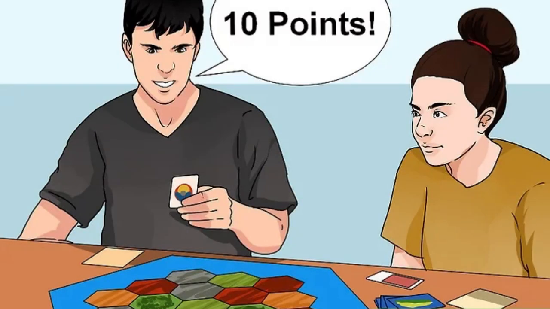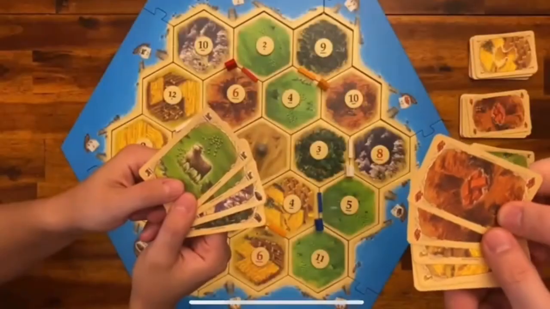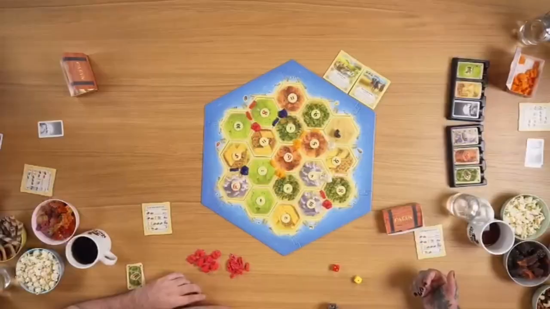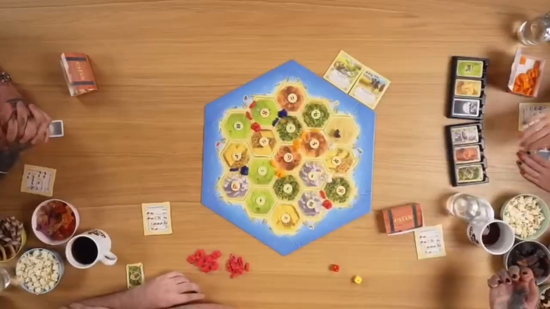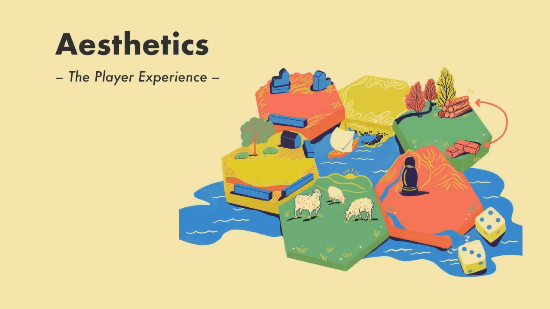One game might feel like a peaceful period of trade and growth, another might feel like a tense struggle for space and power. Every decision, where to build, who to trade with, or how to expand, shapes the story differently each time. So, Catan's story is player-driven and interactive rather than pre-written. It reflects the definition we discuss in class, a sequence of events that makes sense through the mechanics and player choices. Now, let's move to aesthetics, which is about how the game looks, feels, and emotionally connects with the players.